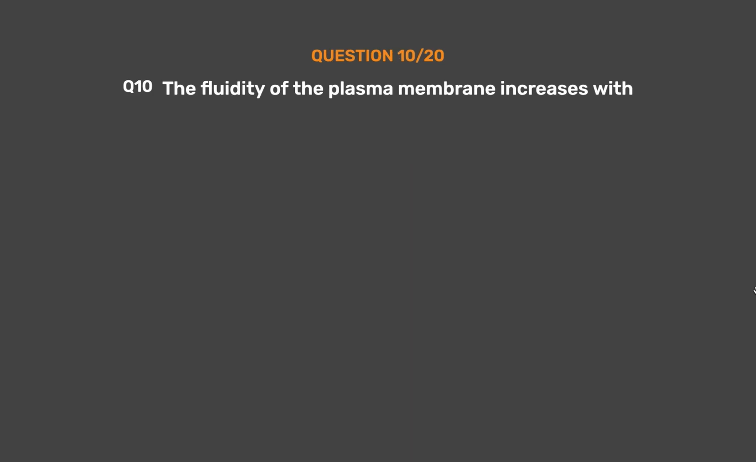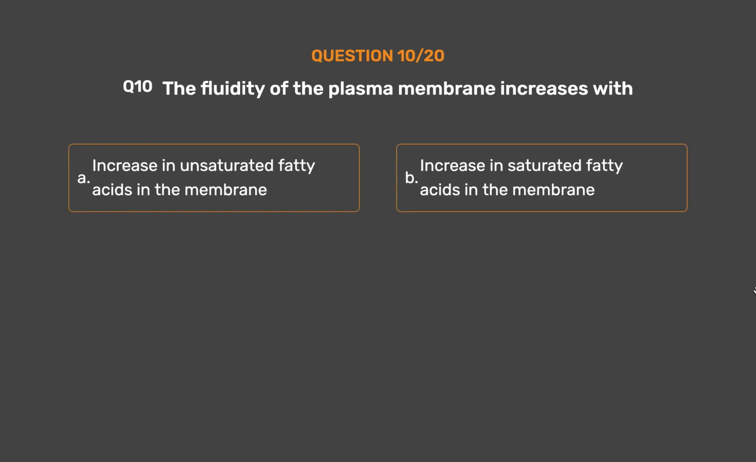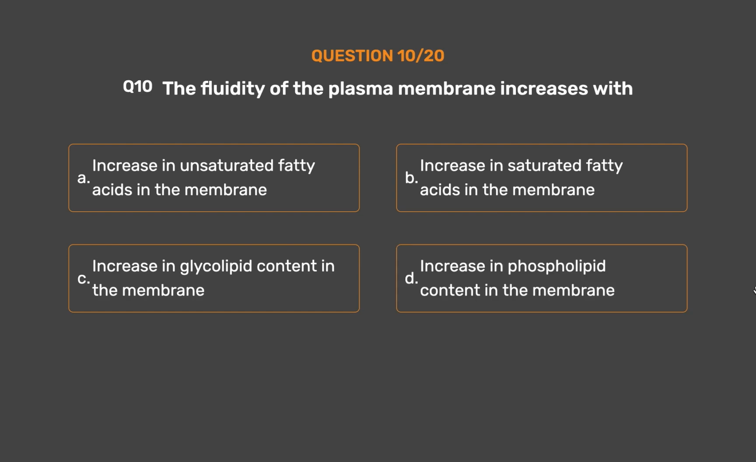Question number 10. The fluidity of the plasma membrane increases with Option A. Increase in unsaturated fatty acids in the membrane. Option B. Increase in saturated fatty acids in the membrane. Option C. Increase in glycolipid content in the membrane. Option D. Increase in phospholipid content in the membrane. The correct answer is Option A.